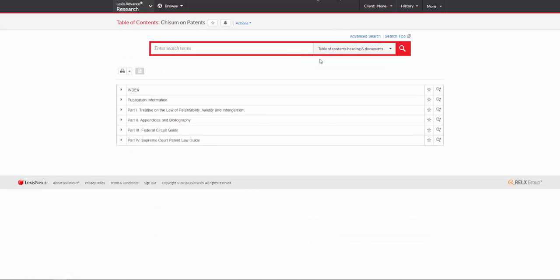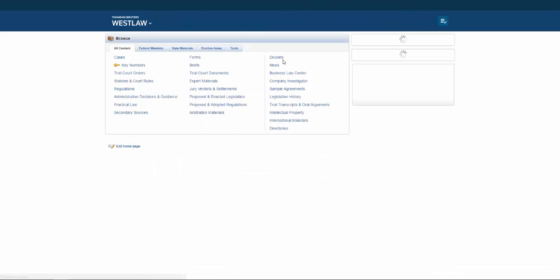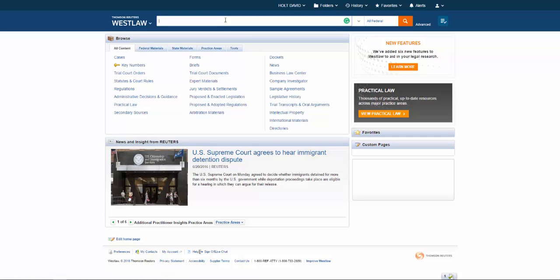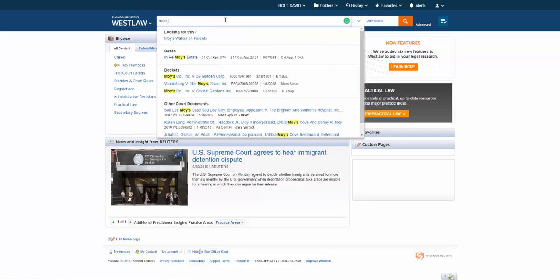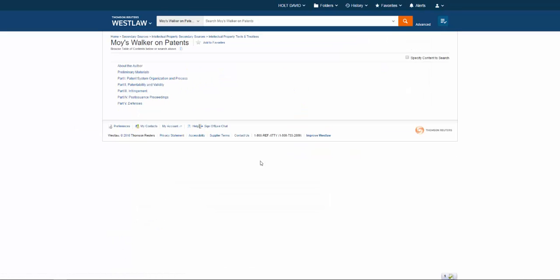The equivalent to Chisholm on Patents that's available on the Westlaw platform is Walker on Patents. I should point out, however, that this treatise, in addition to a number of the other treatises that are available on Westlaw, are considered less authoritative than those that are on Lexis, and this is particularly true for intellectual property.